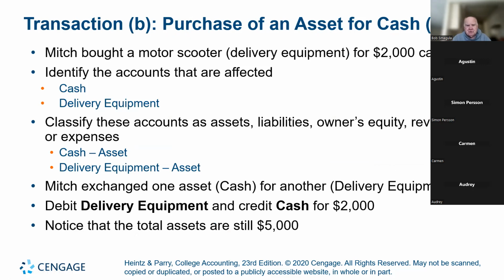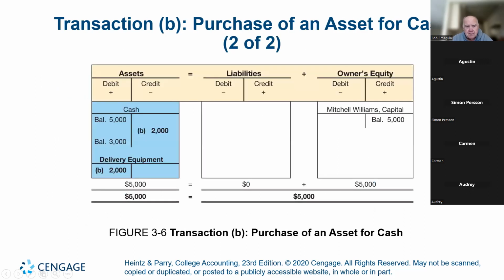He bought a motor scooter for cash, and he calls it delivery equipment in his chart of accounts. So delivery equipment went up and cash went down. So we are going to debit delivery equipment, credit cash. Take a look at it. He now has an asset worth $2,000, but he used $2,000 worth of cash. So his cash balance at this point in time is $3,000, okay?